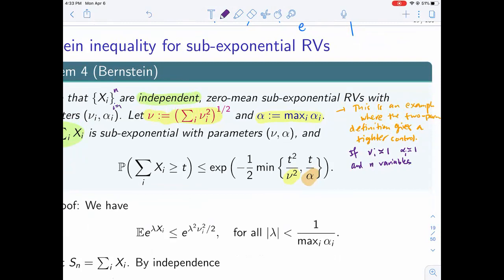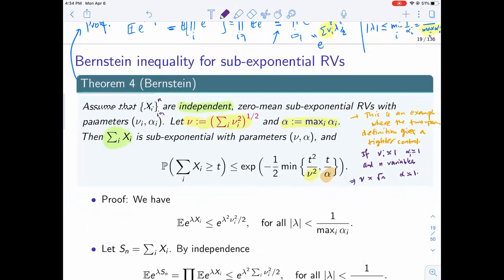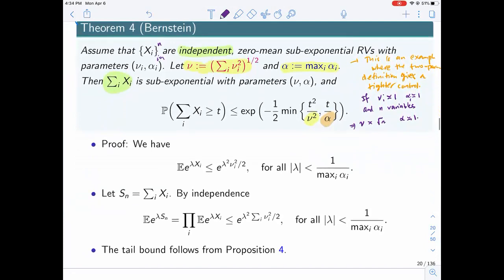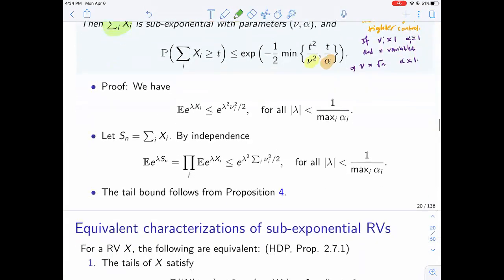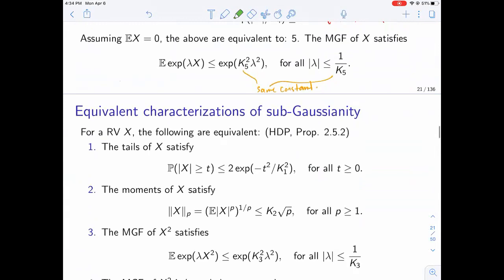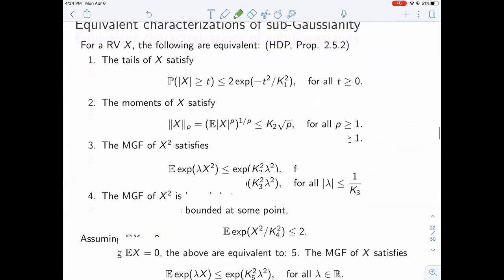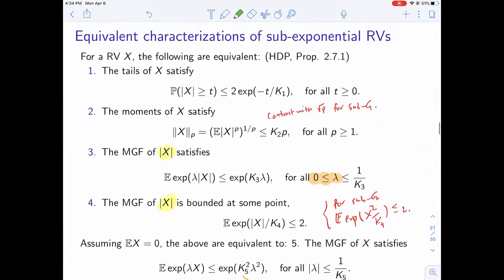Then what is the order of nu? Nu is square root of n, but alpha is still of the order 1. So you can see if you pick the bigger one, alpha also goes like root n, which is not good. If you want to keep the two-parameter definition, and you state that the summation is sub-exponential with these two parameters, it's equivalent to the tail bound. But if you say it's sub-exponential with a single parameter, then the tail bound that you get is not good. You have to be careful: sometimes it's okay, sometimes it's not. Questions? Any questions about this?